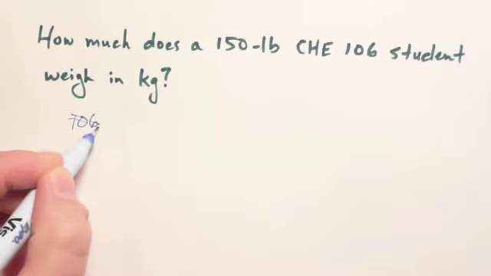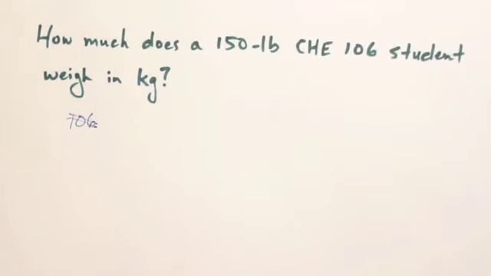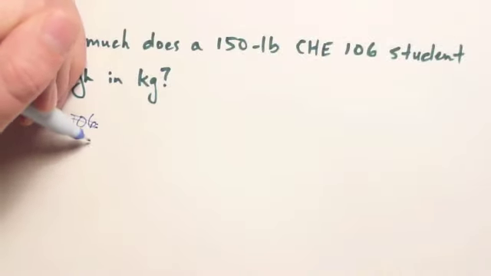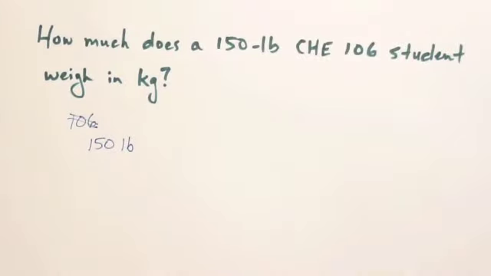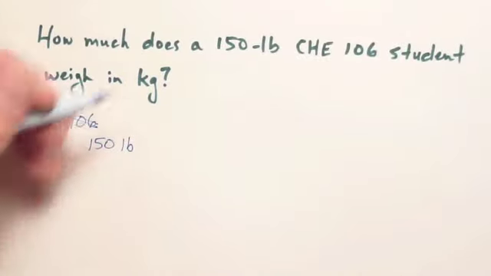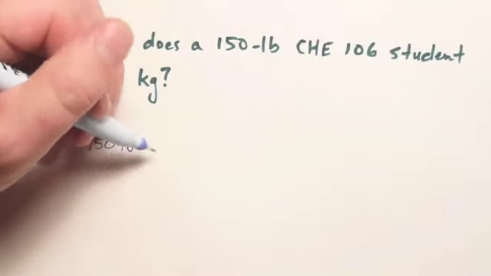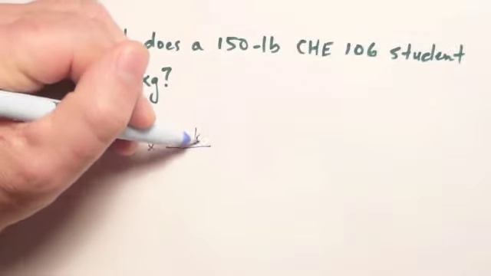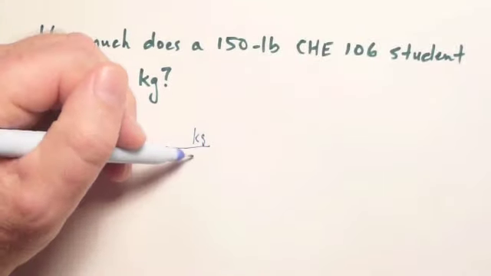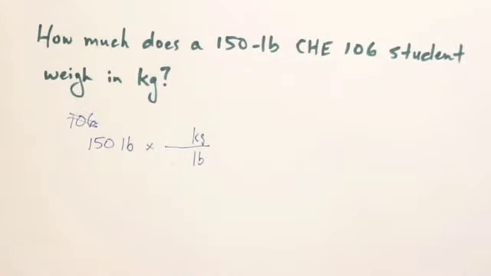Actually, that is what we call extraneous information. It really doesn't matter that this is a Chemistry 106 student. What matters is that they weigh 150 pounds. Any 150-pound object would give the same answer. So 150 pounds, to convert that to kilograms, we just multiply by a conversion factor that will have kilograms in the numerator and pounds in the denominator.